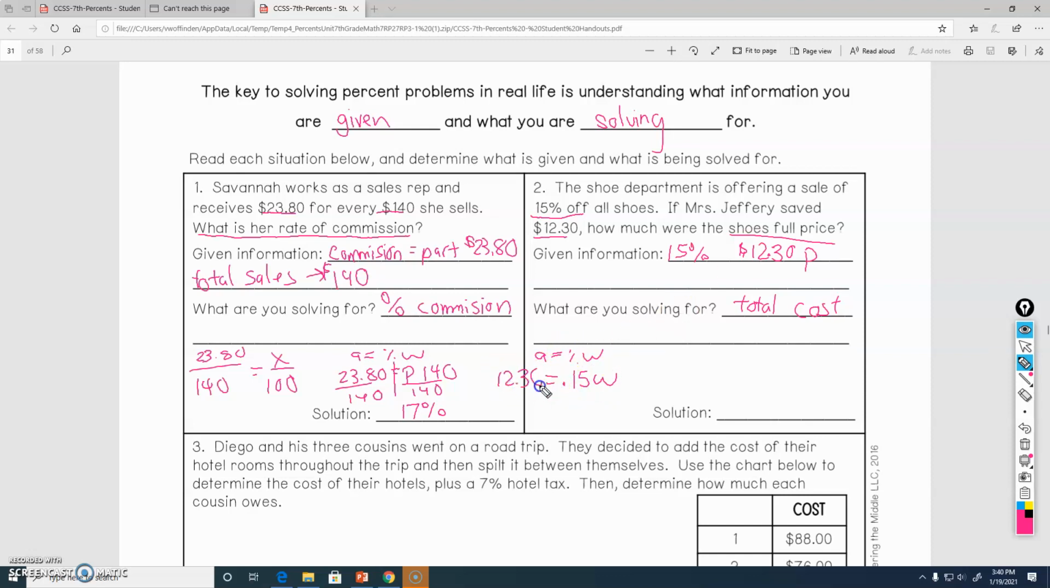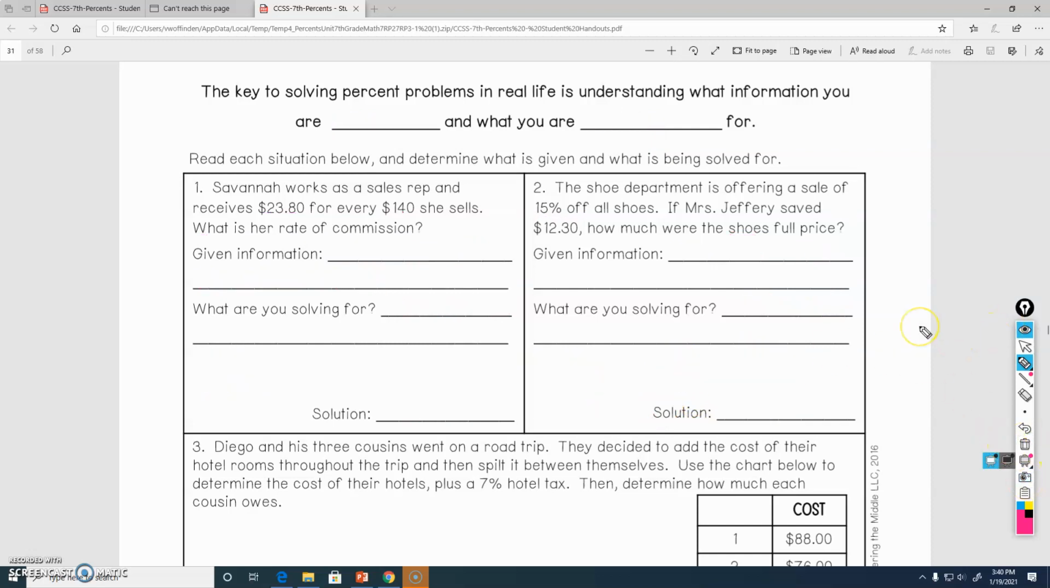Then we can just draw our wall, divide by 0.15, divide by 0.15, and I would get $82 as my solution. So let's look at that as a ratio. 15%, 15 over 100 equals $12.30 over the whole. So again, we'll cross multiply, divide by the odd guy. We're going to do one more together.